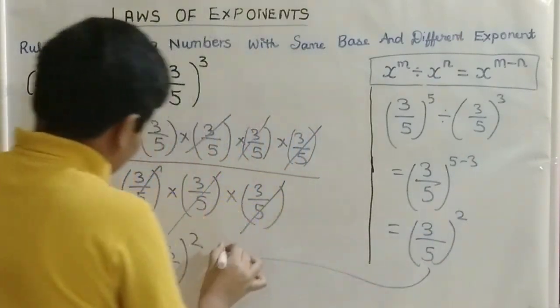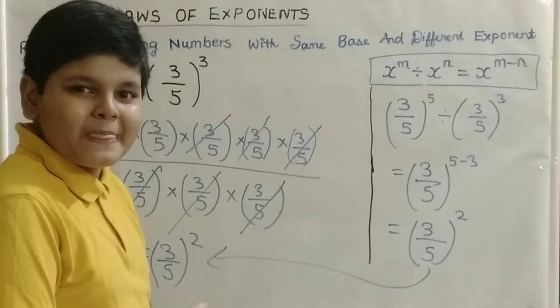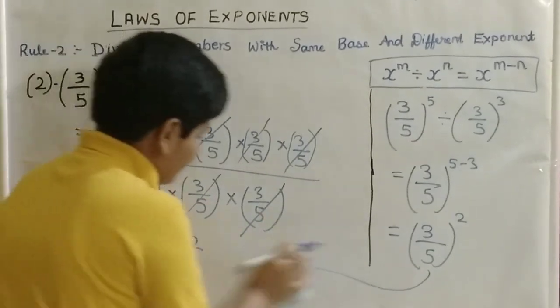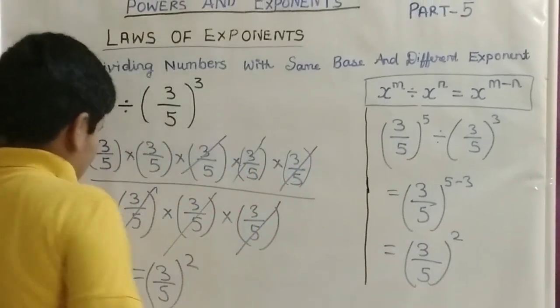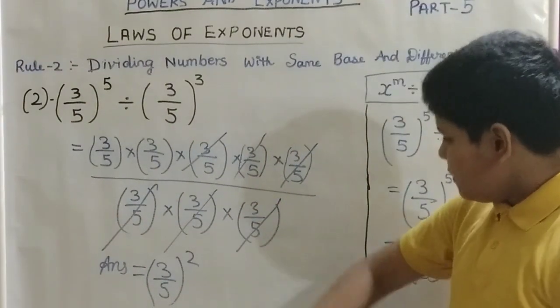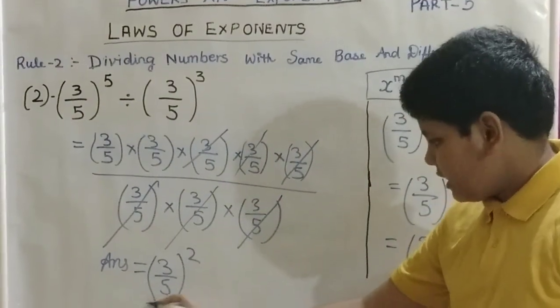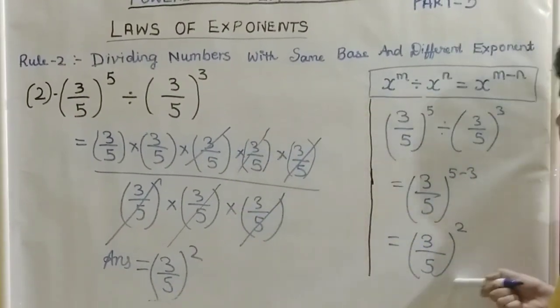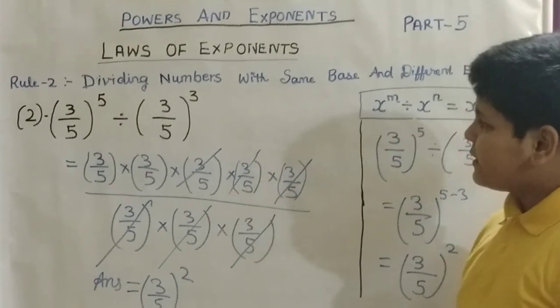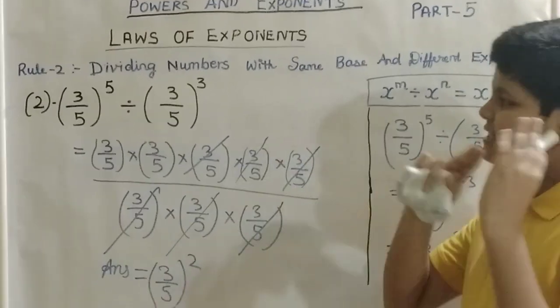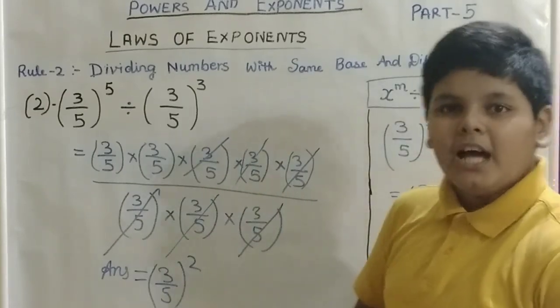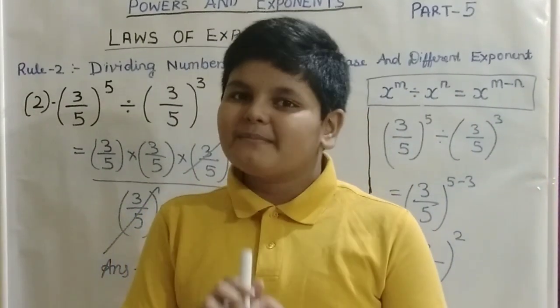And yep, we are done. Our answer is correct. So what we have done here is, we did the traditional division way, we got an answer, and we did our law way and we got the same answer. So it shows that our concept is clear about the second rule. Hope you have understood about rule number 2.